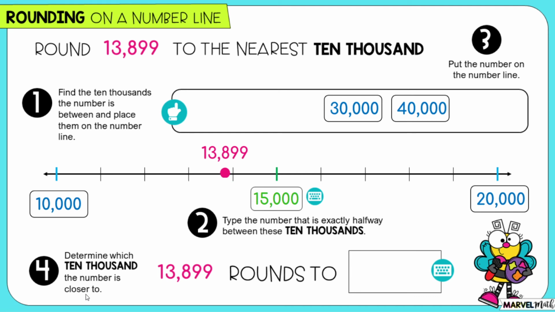The fourth thing we're going to do is determine which 10,000 the number is closer to. So I can see that it's closer to 10,000. That means that my number rounds to 10,000.